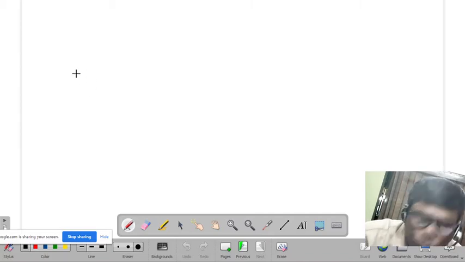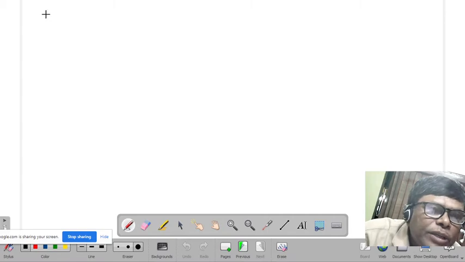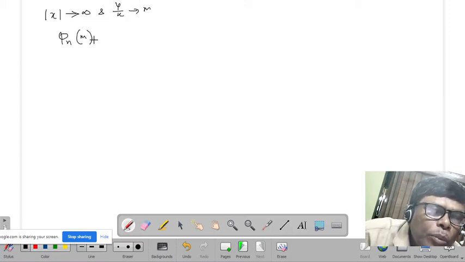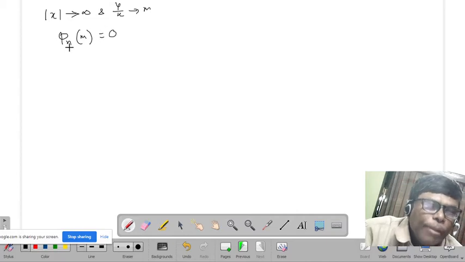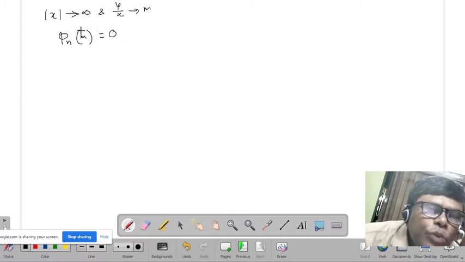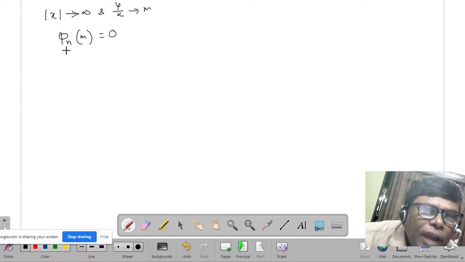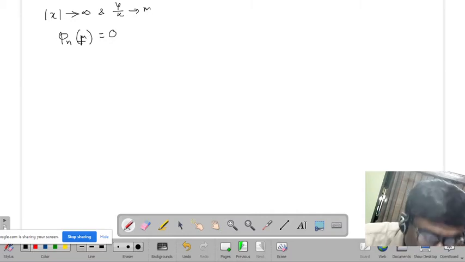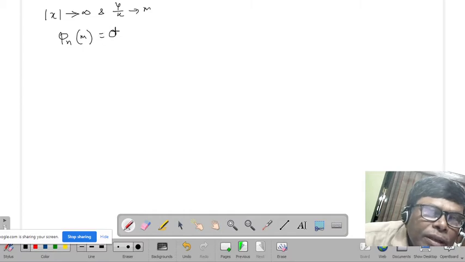So we ultimately get, taking this limit as modulus x tends to infinity and y by x tends to m, we get phi n m equals 0. Okay. Now this means this is an equation of nth degree in m, and this side is equal to 0.